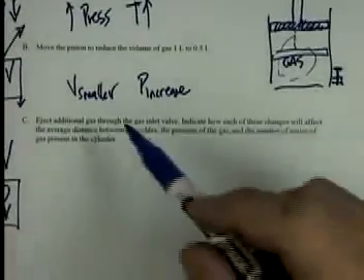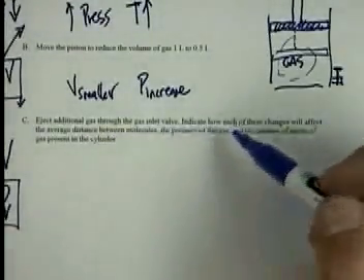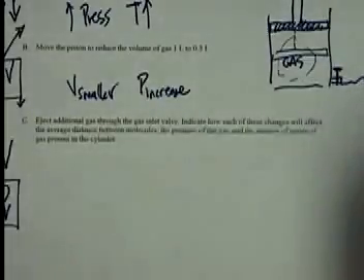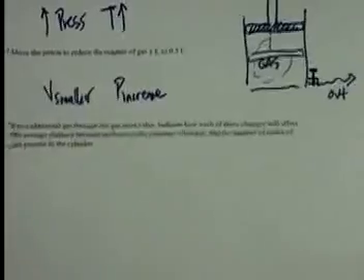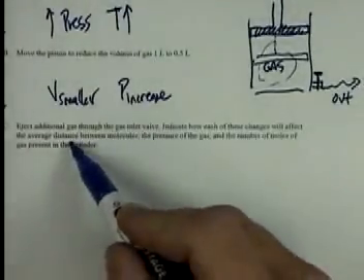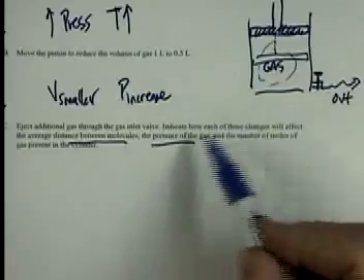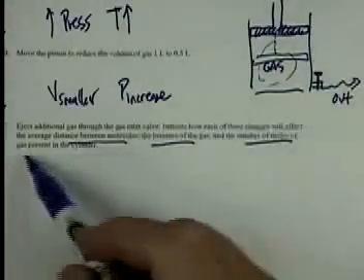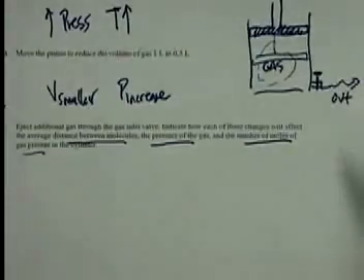Lastly, letter C, eject gas through the gas valve inlet. In other words, we're going to let some gas out down here. Okay, if we do that, how will it affect the distance between the molecules, the pressure of the gas, and the number of moles of gas present inside of this cylinder?